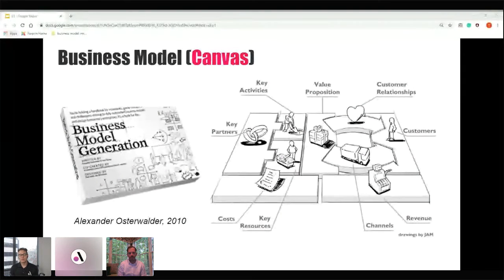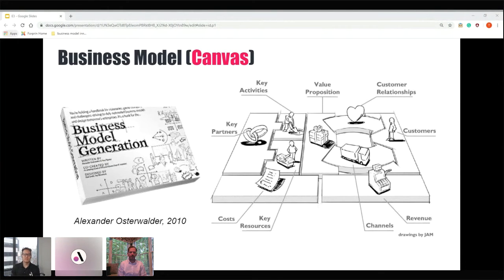The Lean Startup was written by Eric Ries. That was in 2011. And the two ideas kind of meshed together around lean validation, and the canvas became really the go-to tool for any type of lean startup.